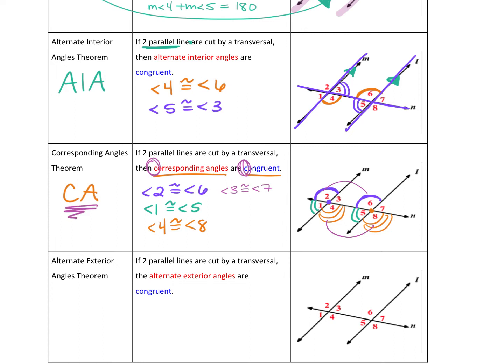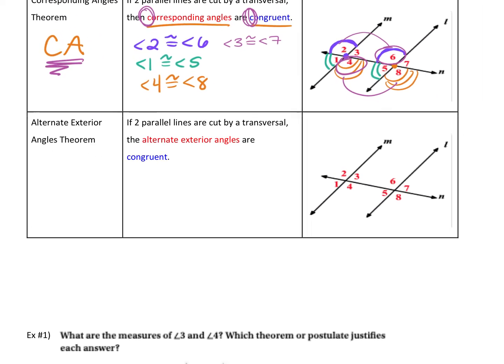But there's also alternate interior angles, right? So 4 and 6 are the same, which in this one we didn't mark them the same, but they are the same. We're just identifying the correspondings right now. Okay, and then the last one.